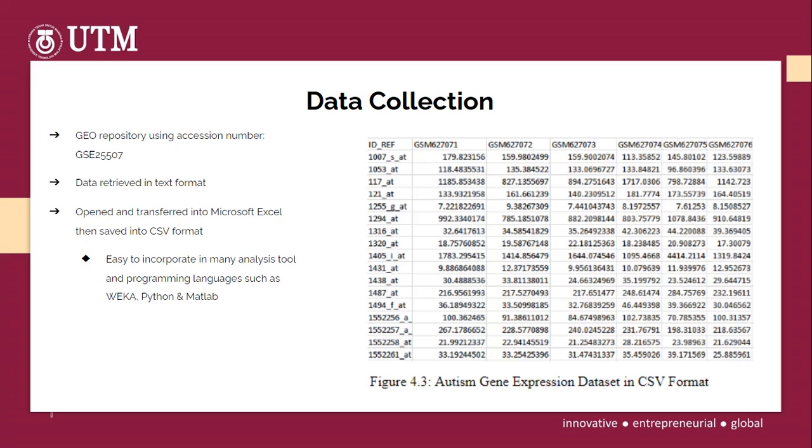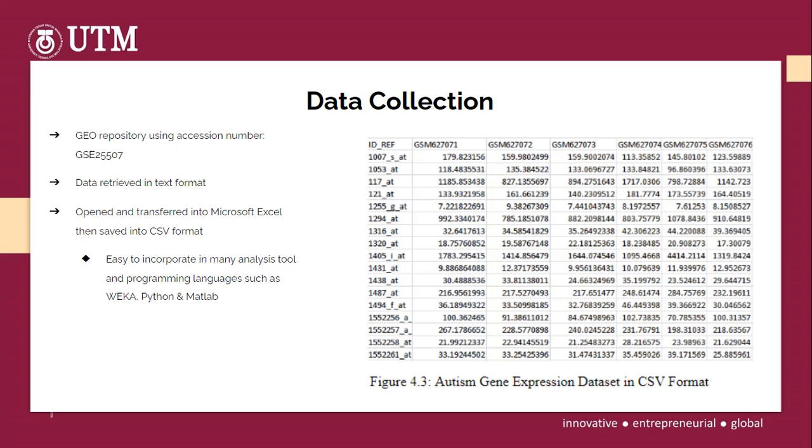Data collection is where the data set is retrieved from georepository using accession number GSA25507. The first time the data is retrieved, it is in text format, and after that I open and transfer it into Microsoft Excel and then save it into CSV format. The reason I choose to save it in CSV format is because it is easy to incorporate in many analysis tools and also programming languages such as Weka, Python, and MATLAB.